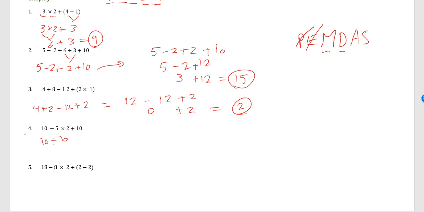So 10 divided by 5 times 2, right? Plus 10. Now I have division and addition. I want to do the division first. 10 divided by 10 is 1, plus 10. And that just gives me 11.